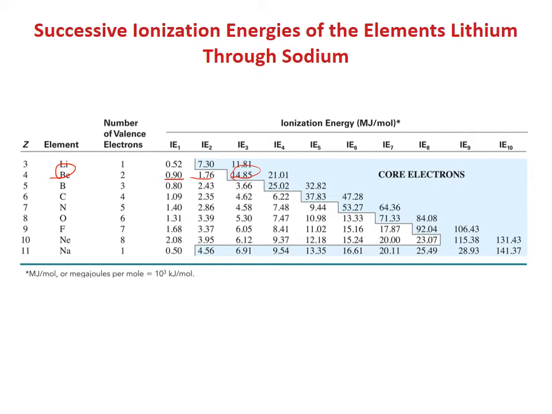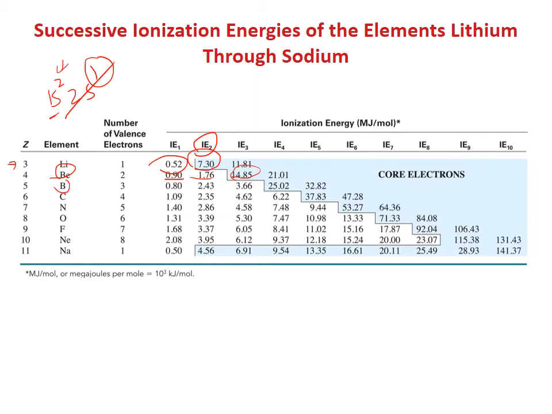Similarly, let's look at the first one, lithium. Lithium has 3 electrons, so 1s2, 2s1. The first ionization energy to remove this electron is relatively easy, 0.52. After that, it becomes core electrons, and therefore it takes a lot more energy, 7.3. So the second ionization energy for lithium jumps to 7.3 megajoule per mole because it starts removing the core electrons.